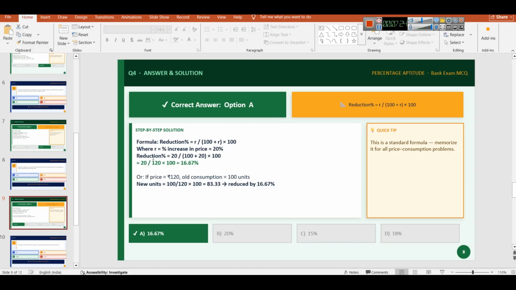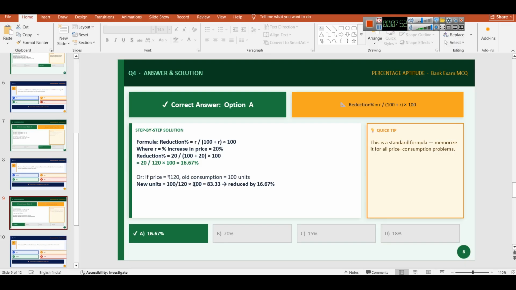Reduction percentage will be 20 by 100 plus 20 into 100. So 20 by 120 into 100 equals 16.67%. Or if price is equal to 120, old consumption is equal to 100 units. You can solve it like this also. Let's say price increased by 20%, so now it became 120.